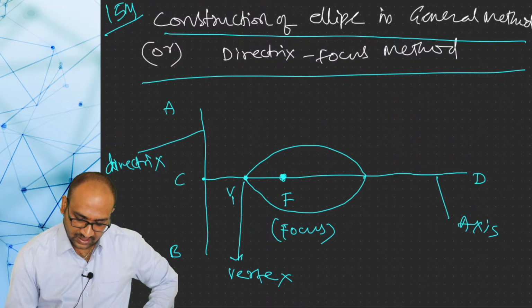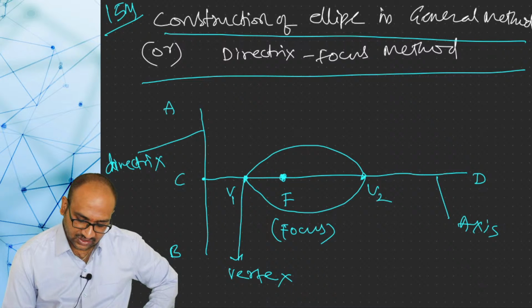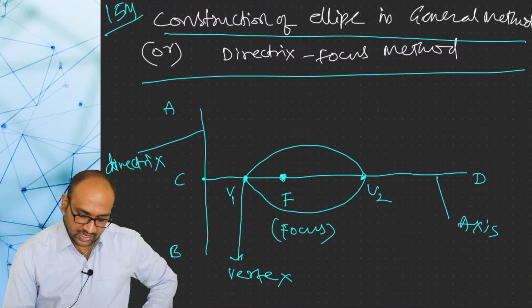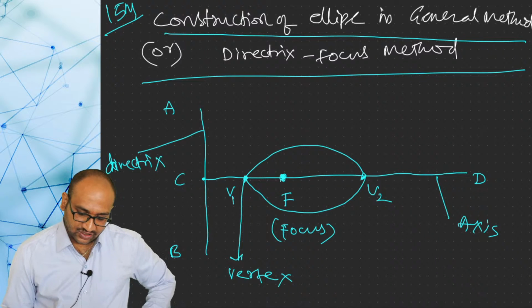This is V1 and this is V2. V1, V2 are vertexes. Vertex at this starting point, vertex at ending point. Your ellipse will start from this point and ends at this point. So directrix is fixed line and focus is fixed point, and V1 and V2 are two vertices. For ellipse, we are getting two vertices because ellipse is a closed curve, whereas parabola and hyperbola, we will get only one vertex. So this is the nomenclature of ellipse.